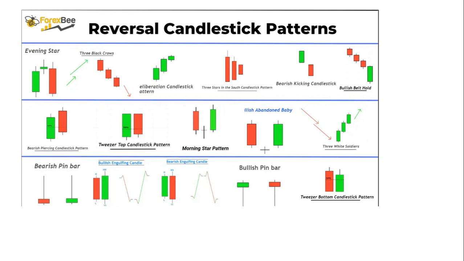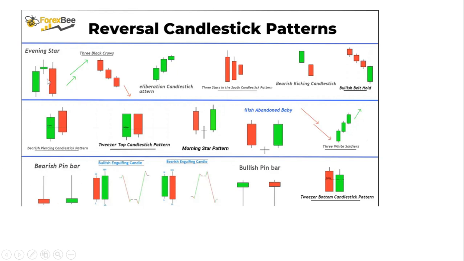Now look at this. We also look at the reversal candlestick patterns. And remember, I told you the reversal candlestick pattern is divided into two: we have the two candlestick pattern and the three candlestick pattern. Now look at the evening star, as you can see on my screen. For the evening star, you can see the three candlestick pattern.